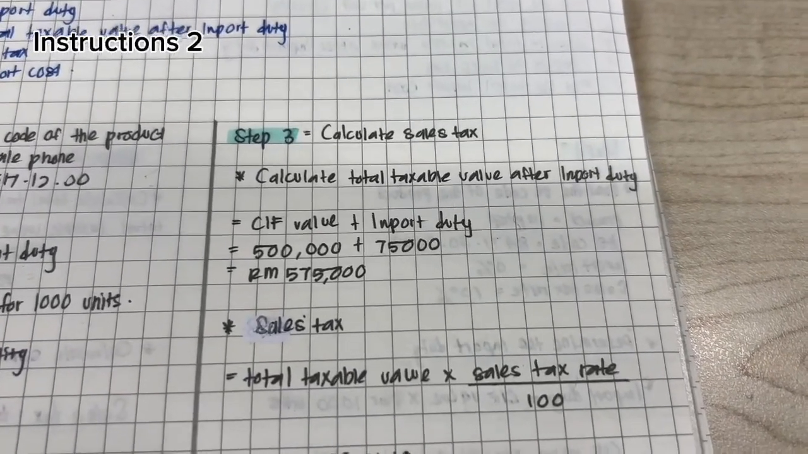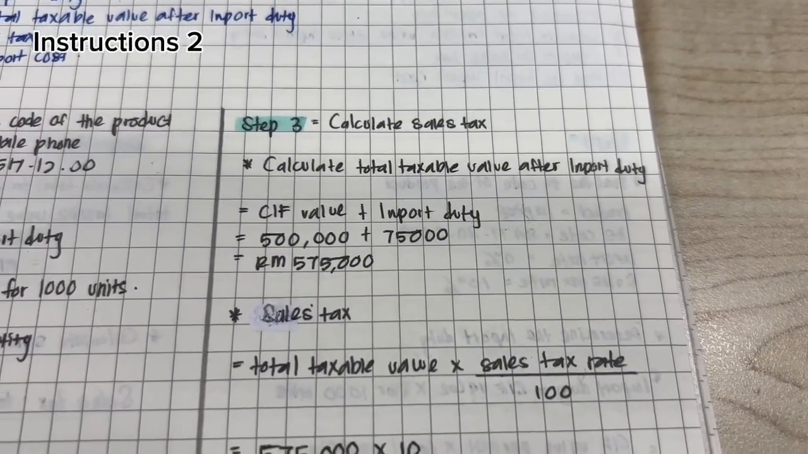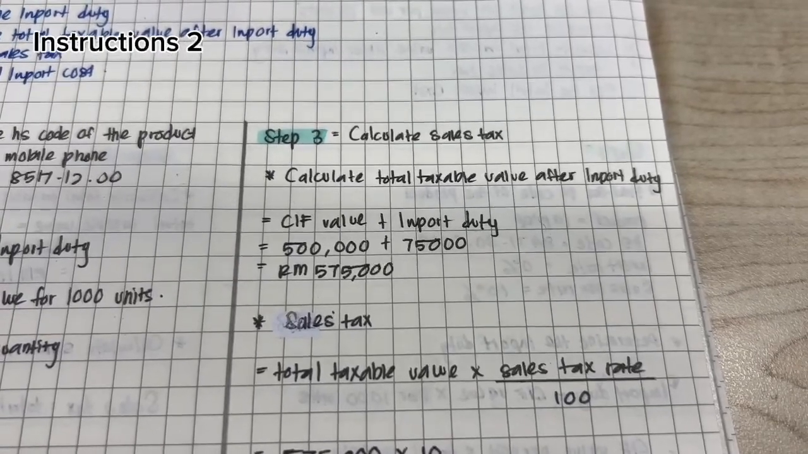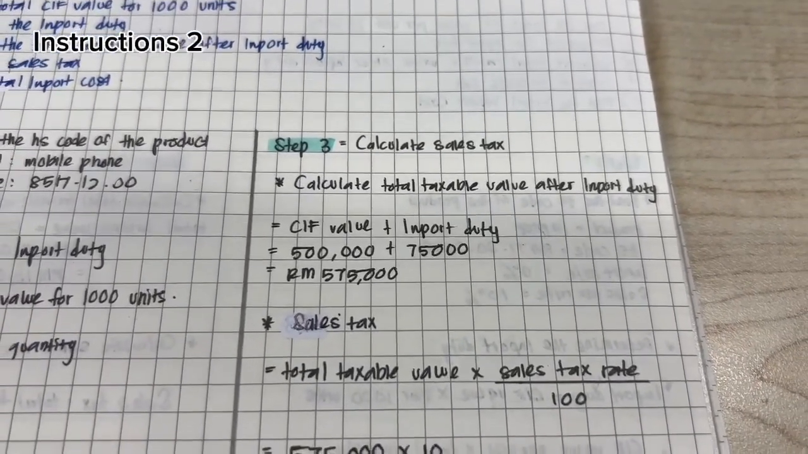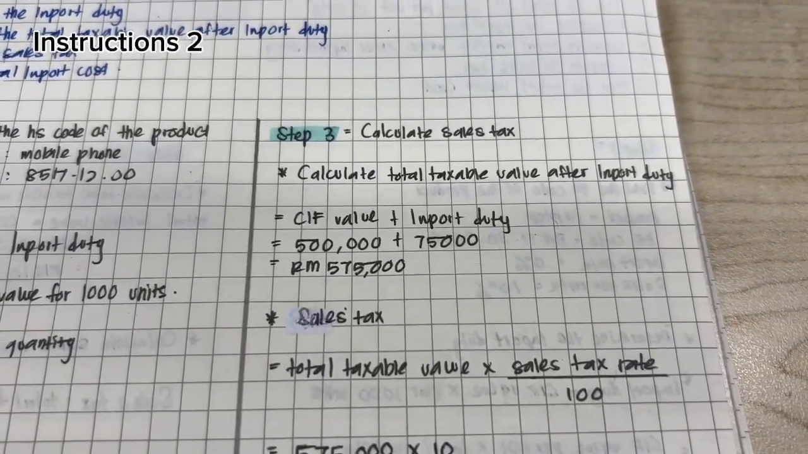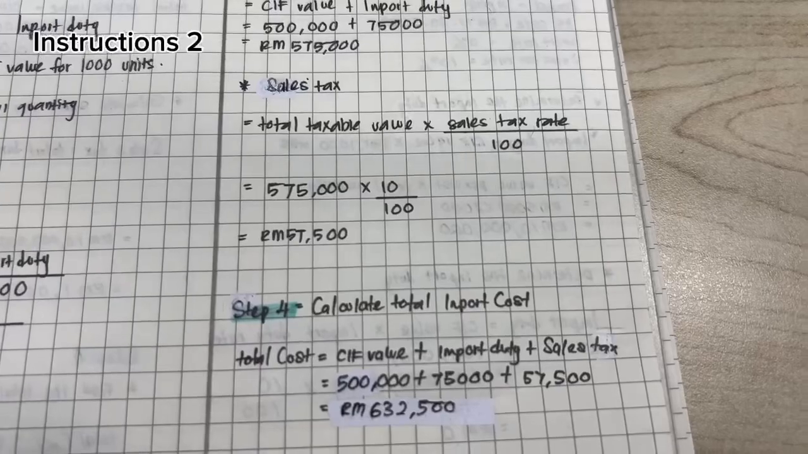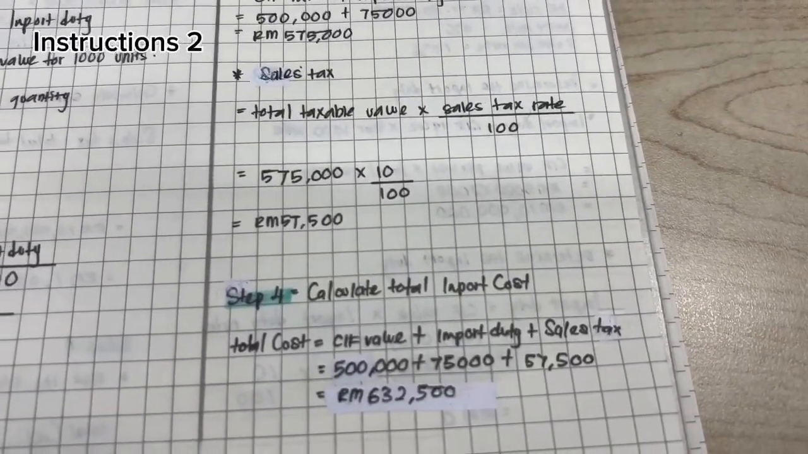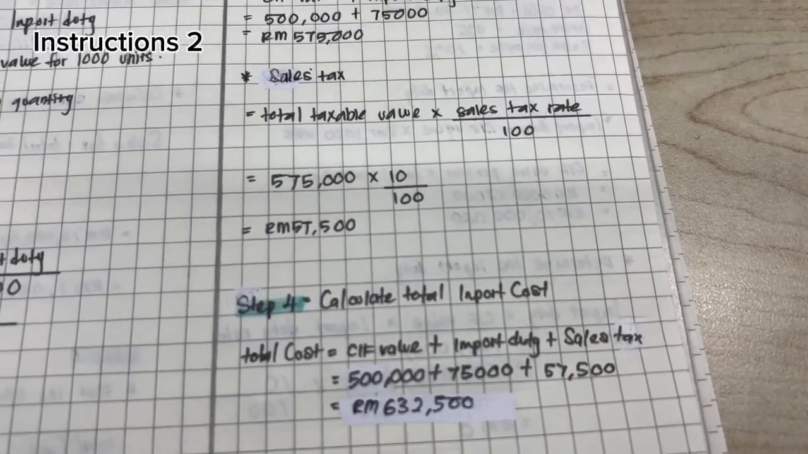After we calculate our CIF value and import duty, we can move on to our step 3, which is calculate sales tax. Calculate total taxable value after import duty. We have to use CIF value plus import duty, which is 500,000 ringgit plus 75,000 ringgit. Total is 575,000 ringgit. After that, we can move on to our sales tax, which is total taxable value times sales tax rate and divide by 100.